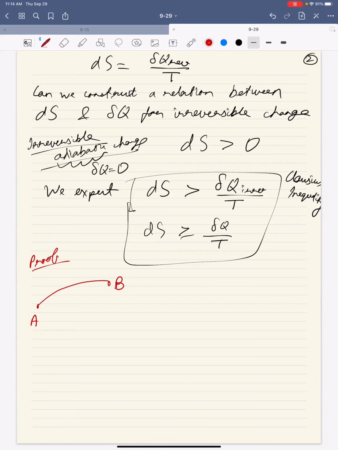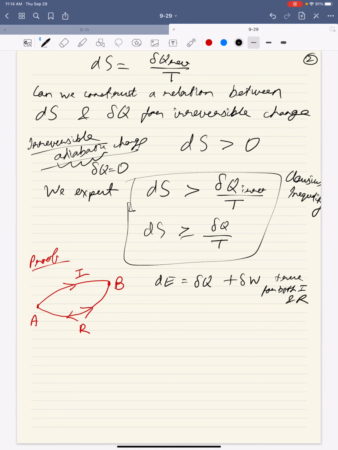Pathway number one is an irreversible pathway. Let's call it I. And this other pathway is a reversible pathway. It can go in both directions. Let's call it R. Okay. So dE is equal to delta Q plus delta W. This is true for both I and R, right?